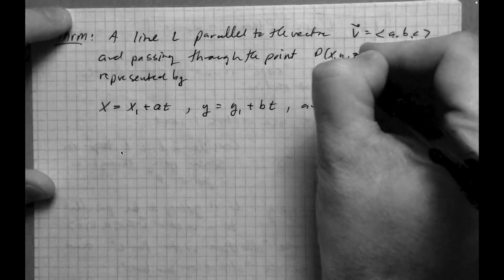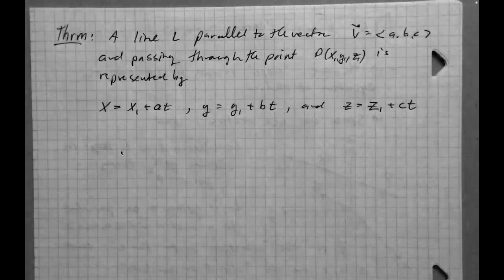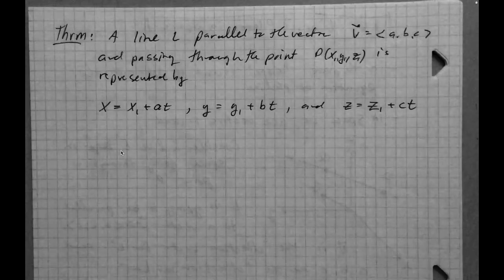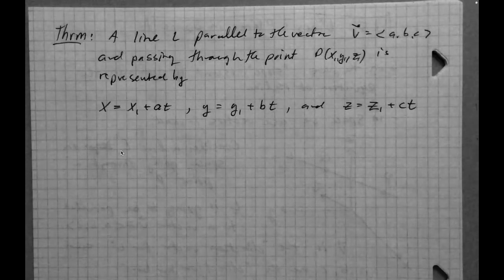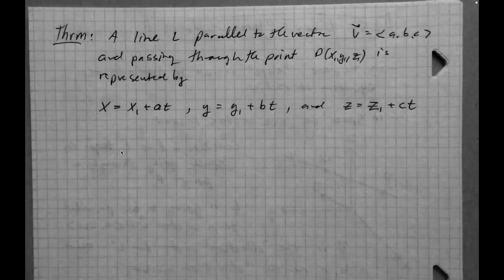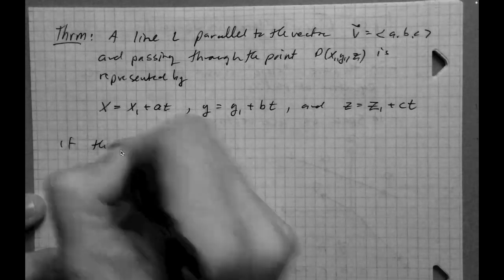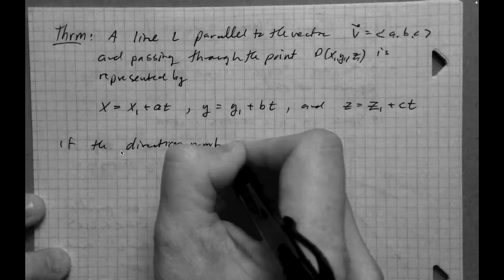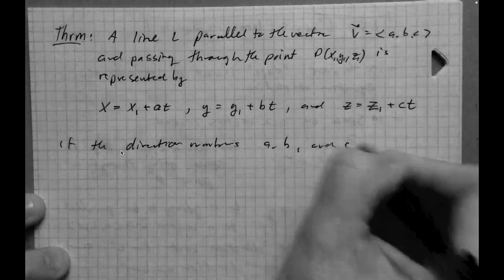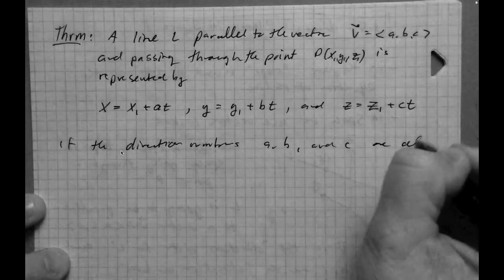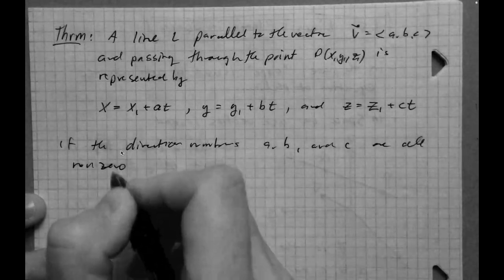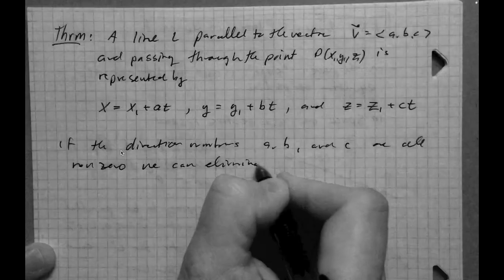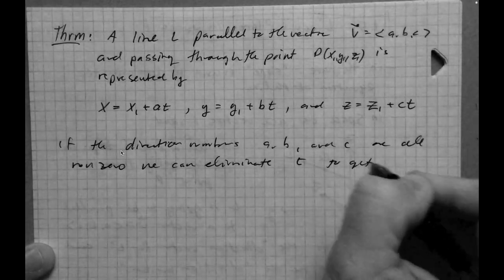Let's call these x1, y1, z1. All right, so that being the case, now we could take this further. If the direction numbers a, b, and c are all non-zero, we could eliminate the parameter t, and we could get a different set of equations.